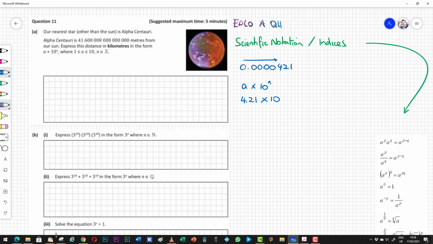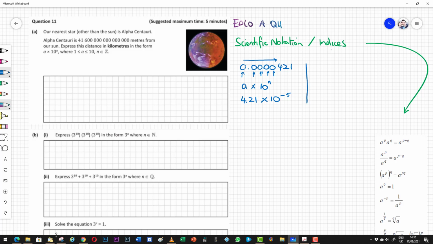So we have 1, 2, 3, 4, 5, and because it's a really small number, we put in a minus. So 4.21 times 10 to the minus 5. So when we're doing really big numbers, we don't count the number of zeros, we count the number of digits after the first digit. When we're doing really small numbers, we count the number of leading zeros. Okay, so let's have a look at another example.